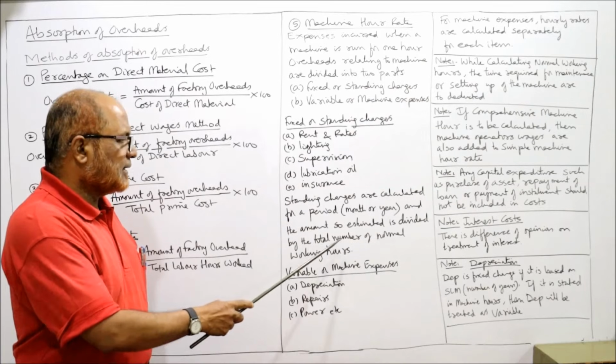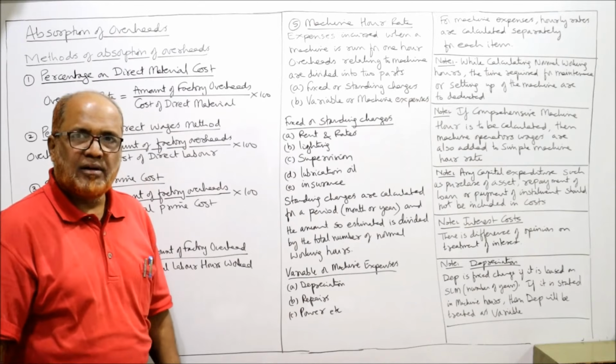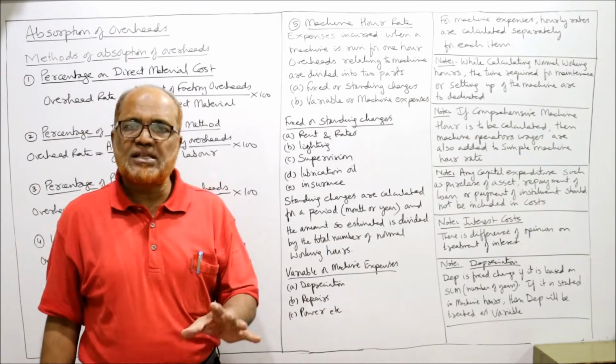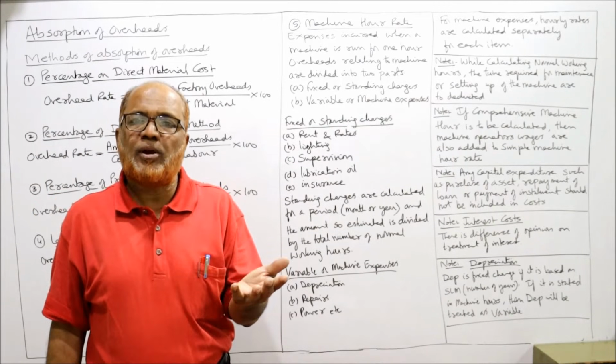Then by the total number of hours. Variable or machine expenses are depreciation, repairs, power. Depreciation, repair, power. These are the examples of variable or machine expenses. What are variable or machine expenses?